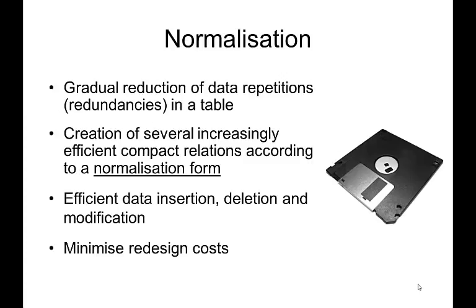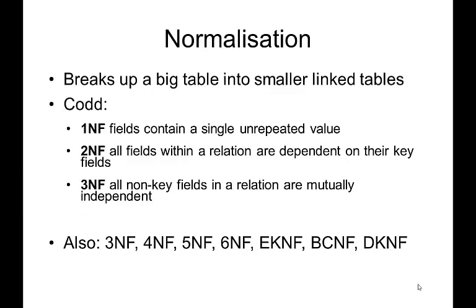So normalization is a gradual reduction of repetitions, redundancies in tables, in one or more tables, mostly in one table, through the creation of several increasingly efficient compact relations or tables to what's called a normalization form, and there are several different normalization forms. It results in efficient data insertion, deletion, and modification, and minimizes redesign costs because you've got your data organized in a sensible fashion. Therefore, if you need to redesign the system, hopefully it results in minimum redesign effort.